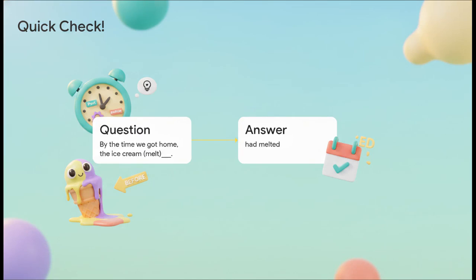Great. You just learned the basic rule. Now, let's try a quick check. Look at this sentence. By the time we got home, the ice cream melt. Pause the explainer right now and say your answer out loud. I will wait. Did you say it? The correct answer is had melted, because the ice cream melted before you got home. Melt is a regular verb, so we just add ed.